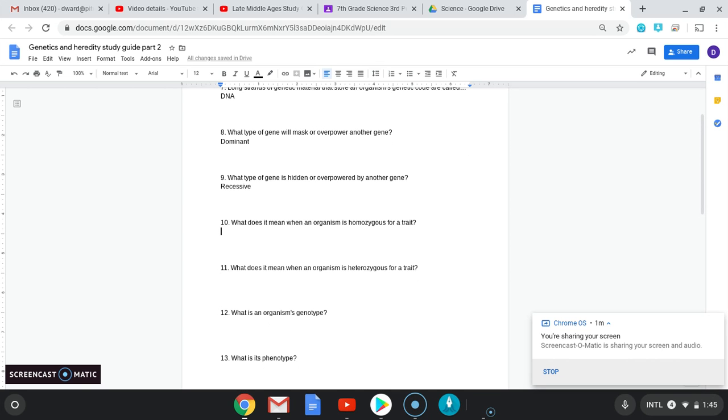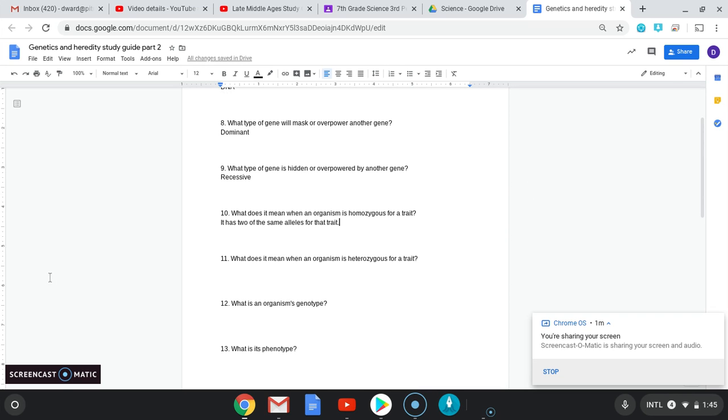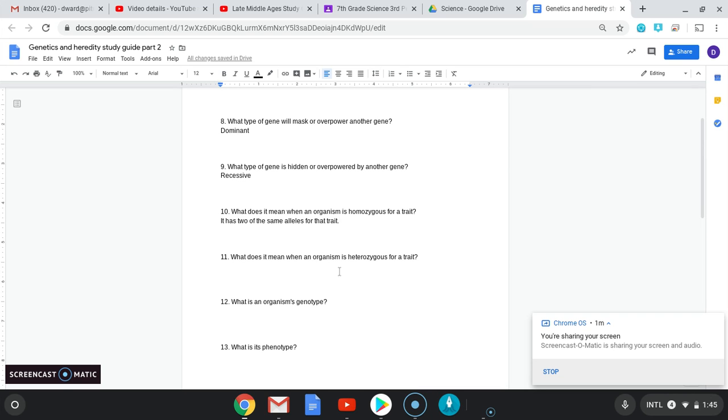Number 10, what does it mean when an organism is homozygous for a trait? Basically, what that means is it has two of the same gene, two of the same alleles for that trait. Two of the same gene, two of the same alleles. All right. The prefix homo means the same.